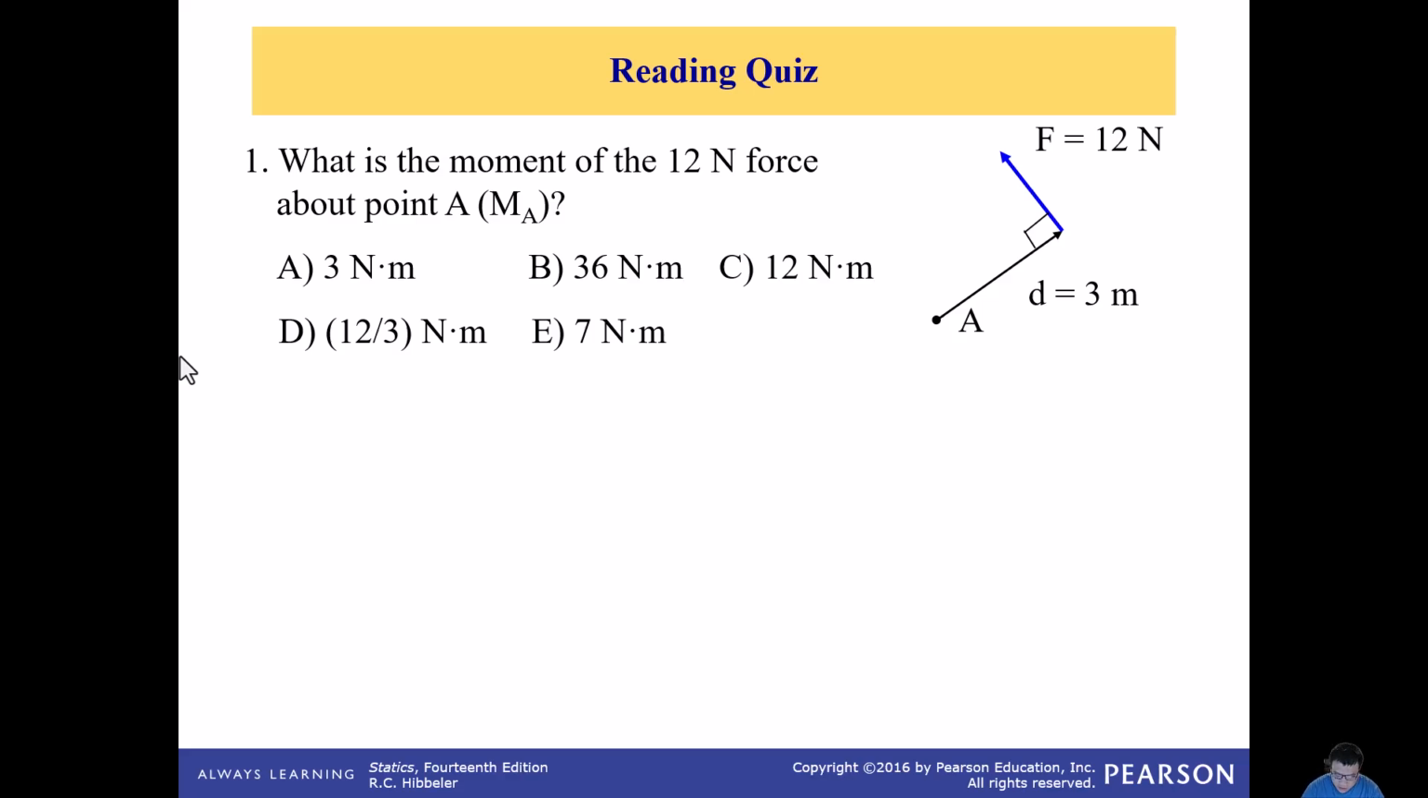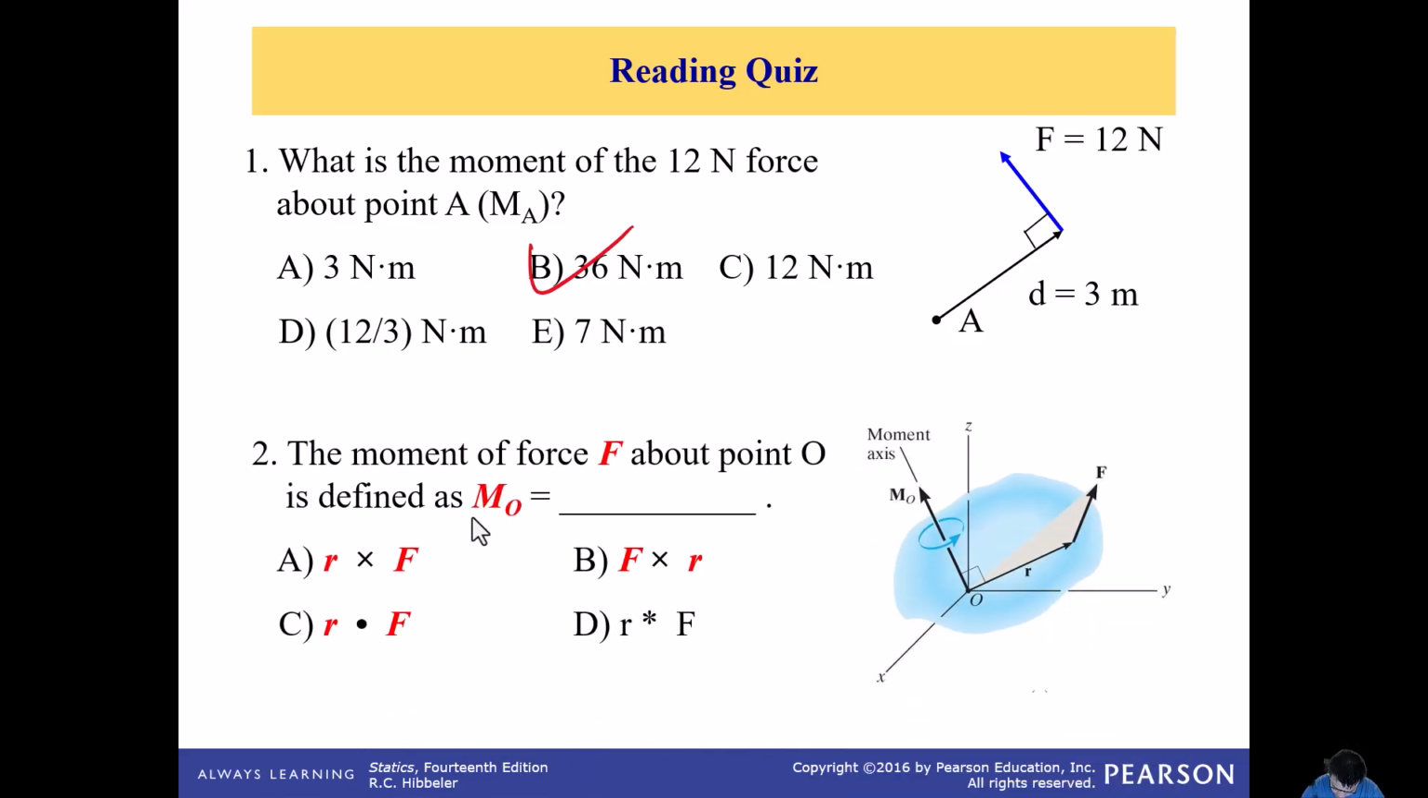If you are not familiar with those things, please pause this video and do a very quick review of your previous physics knowledge. My second question: what's the moment of force F about point O? That's how we calculate the moment.